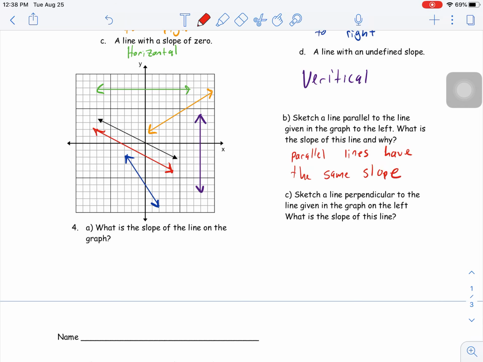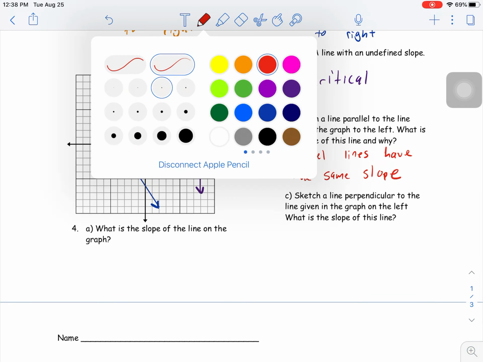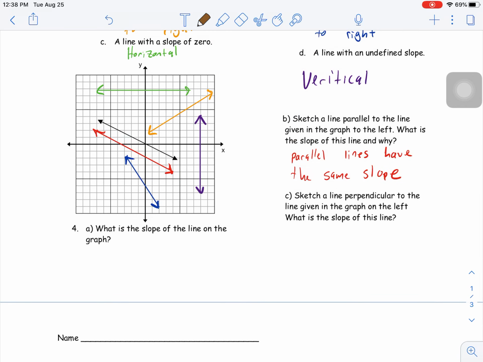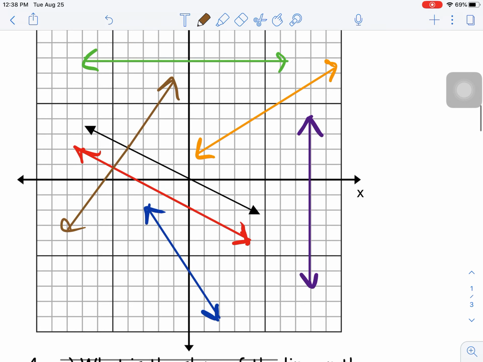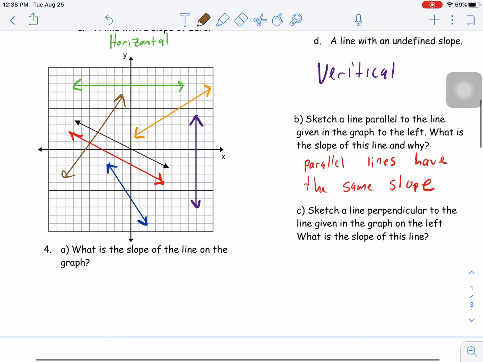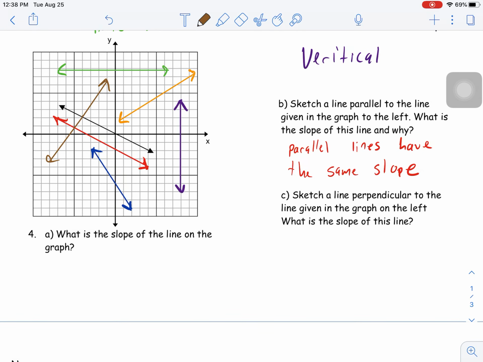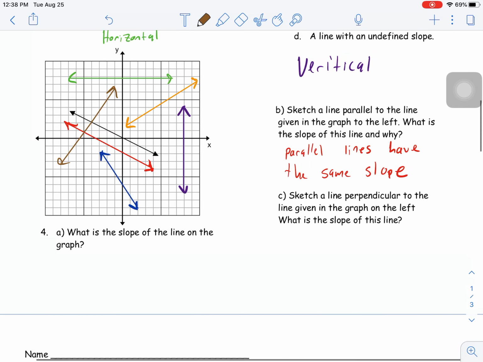And then it says sketch a line perpendicular to the line given. Okay, and then what we need to remember about perpendicular, it means that it has a special type of slope as well. I'm going to try to go through a point on this line. See if we can't count it out here. So slopes that are perpendicular, or lines that are perpendicular, have slopes that are opposite reciprocals.